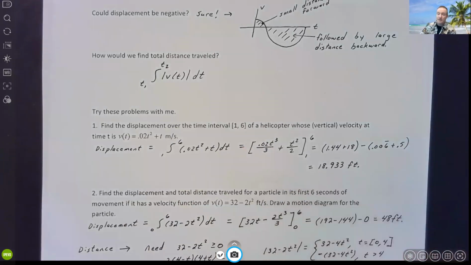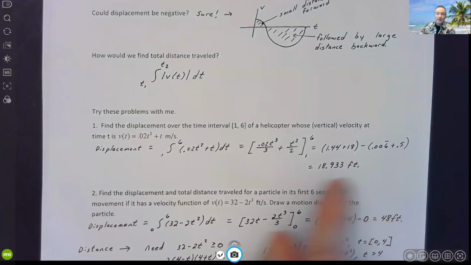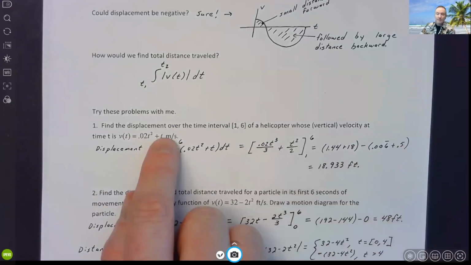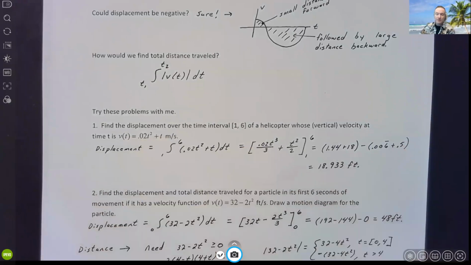And remember, displacement in this case, I put feet there, but I should have put meters. So please keep in mind the units have to be the units of the original problem. So that should be meters there.